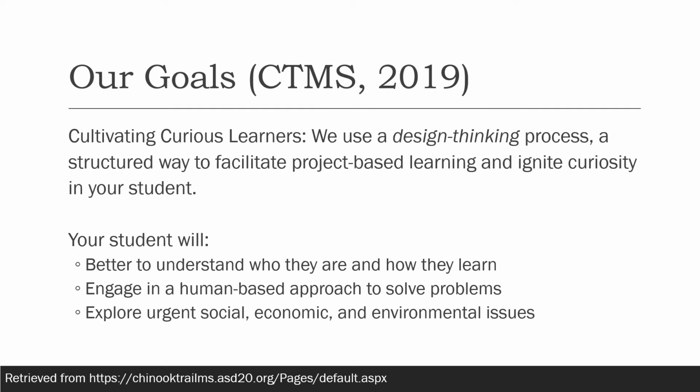They explain how, as a school, we want to meet our mission by using a design thinking process, which is a structured way to facilitate project-based learning and ignite curiosity in our students. We also wanted to help our students to better understand who they are and how they learn. We're going to help them engage in a human-based approach to problem solving, and we're also going to explore urgent social, economic, and environmental issues. Now, the cool thing about these goals, if you guys see, they connect directly back to the mission statement, and it really allows our stakeholders to understand exactly how the school is going to support their students and how we are going to work to meet our mission and vision that we have created.